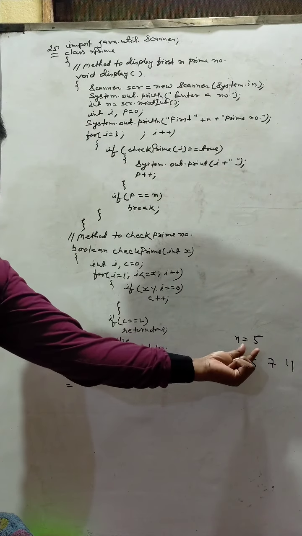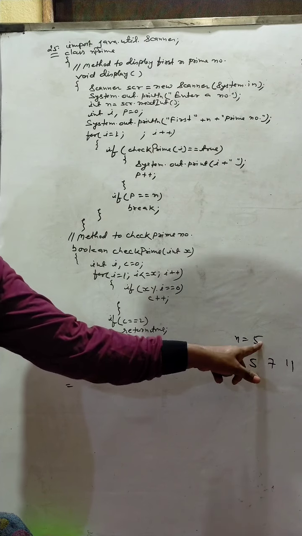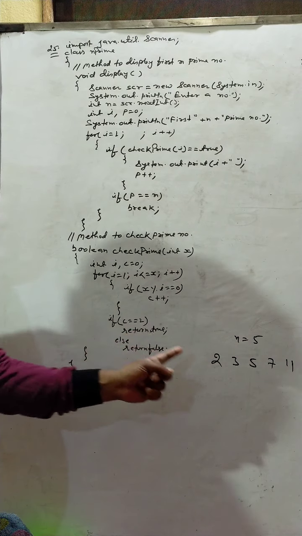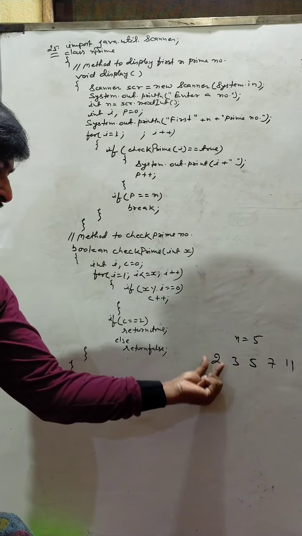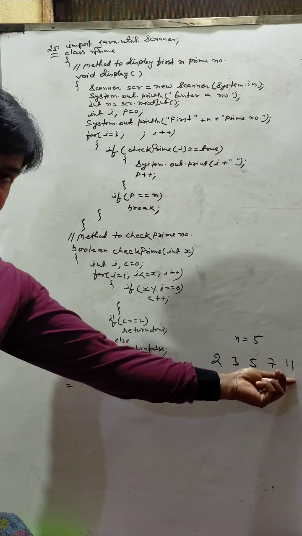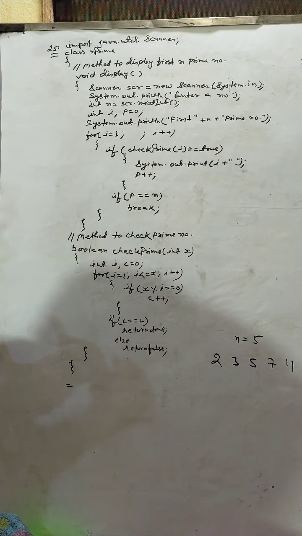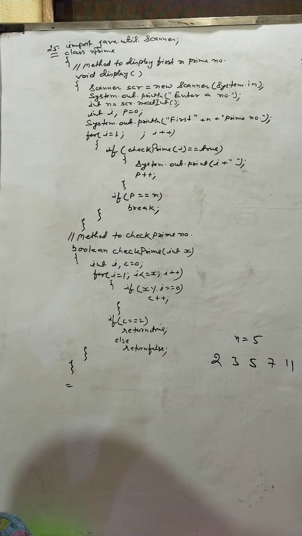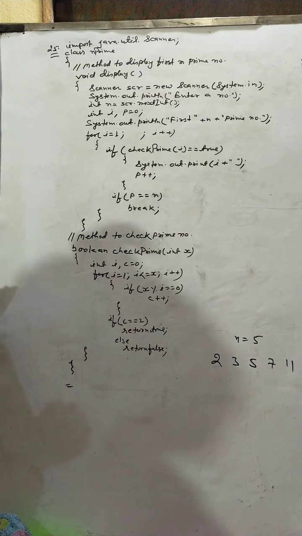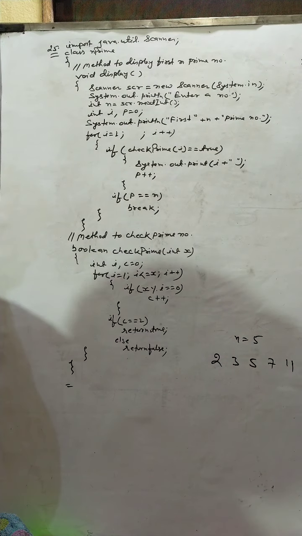Means if we enter the value of n as 5, it will display the prime numbers up to 11, means it will count 1, 2, 3, 4, 5. So display first n prime numbers means displaying the prime numbers up to the value of n. Okay, so first of all we have to enter the value of n.